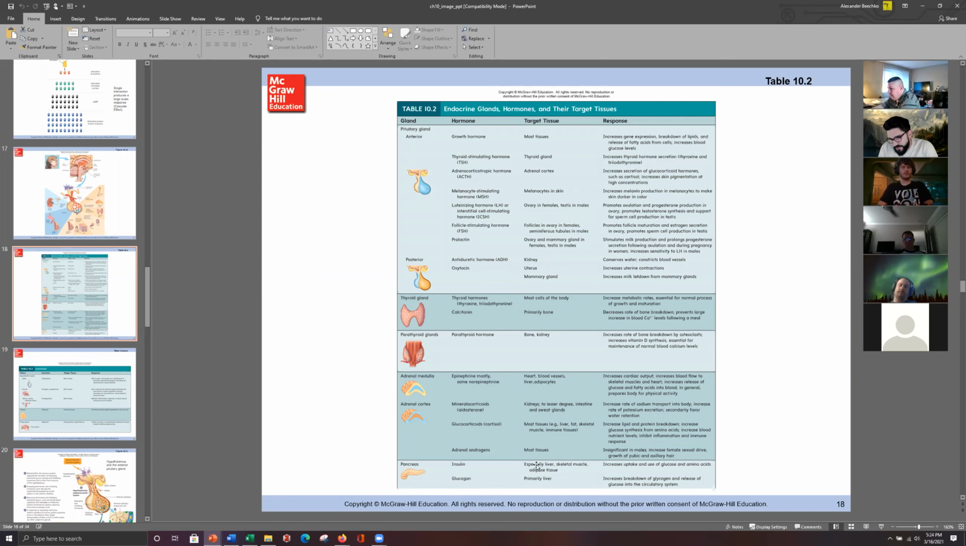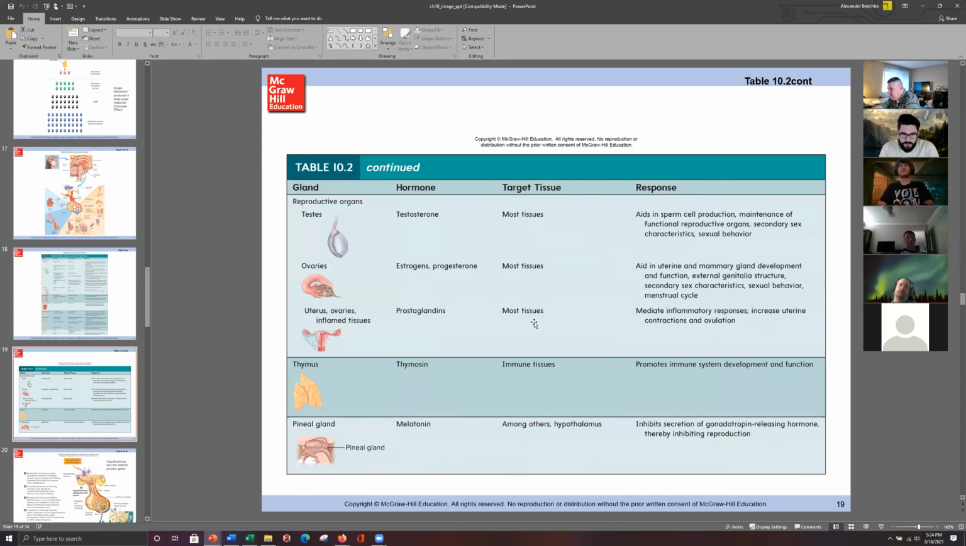And so mainly insulin affects things like the liver, especially, and can also affect skeletal muscle and adipose tissue. But the main role of insulin is to increase uptake and use of glucose and amino acids, right? So this is what is produced in response to something like a really dense diet, or a diet that's really rich in complex sugars or carbohydrates. Then we have glucagon, which primarily affects the liver, increases the breakdown of glycogen and release of glucose into the circulatory system.